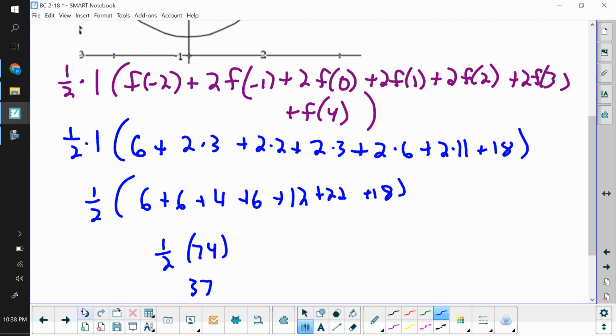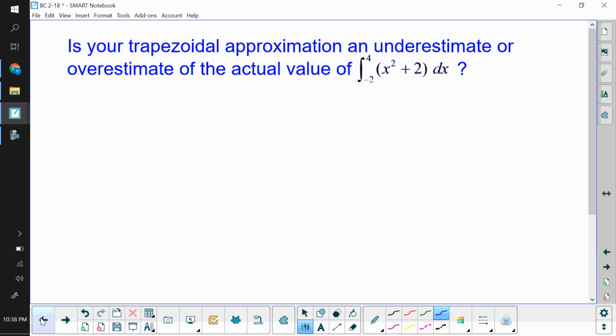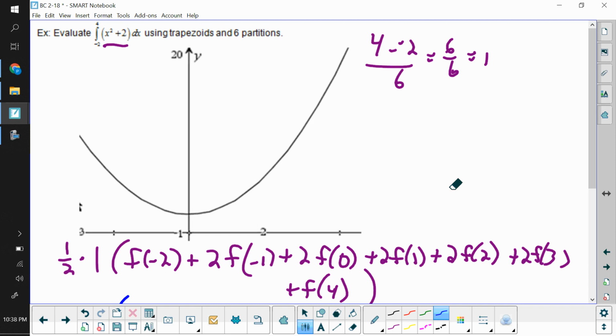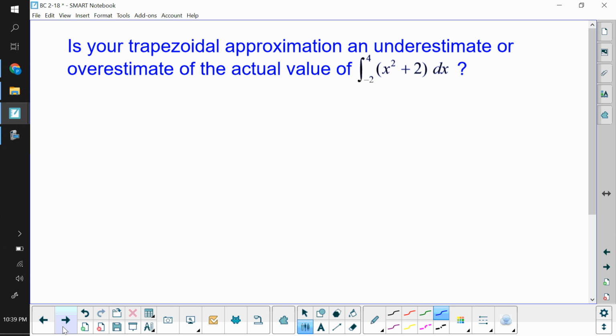And we have a follow-up question for this one also, wanting to know if it's an underestimate or overestimate. Well, for example, here's at 0. I'm just going to draw a random trapezoid. I know it's too big, but here's a random trapezoid for our graph. Notice it's more area, so it's going to be an overestimate. And the reason is because this is concave up, so we would have an overestimate since concave up.